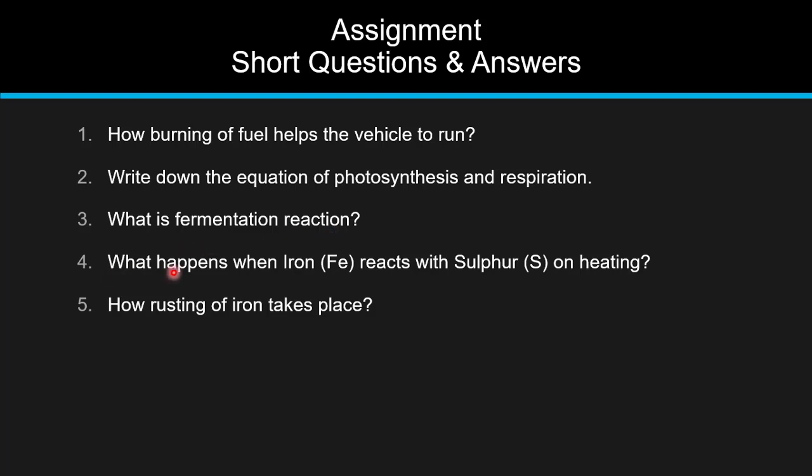Number 4, what happens when iron reacts with sulfur on heating? We have studied a complete experiment on the reaction of iron and sulfur. In this question, you will write that iron and sulfur both react with each other on heating and produce iron sulfide. Number 5, how rusting of iron takes place. We have studied the example of rusting of iron, that iron reacts with the oxygen of air to form iron oxide. This chemical change is basically called rusting of iron.